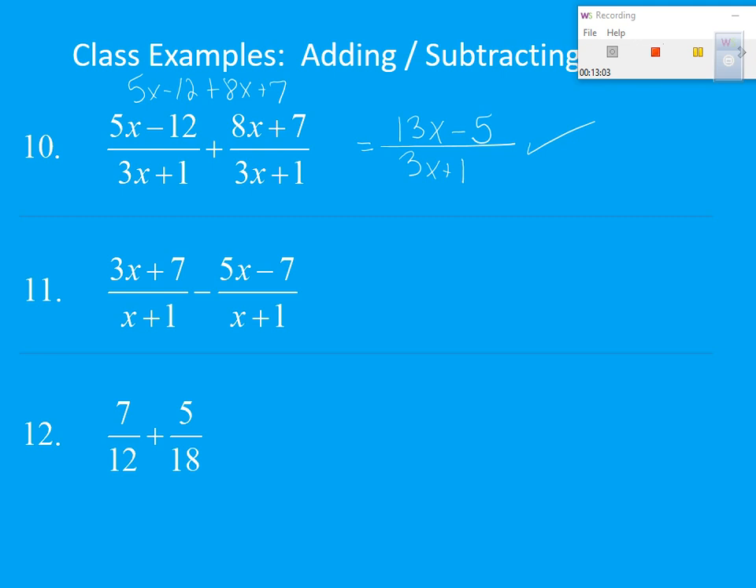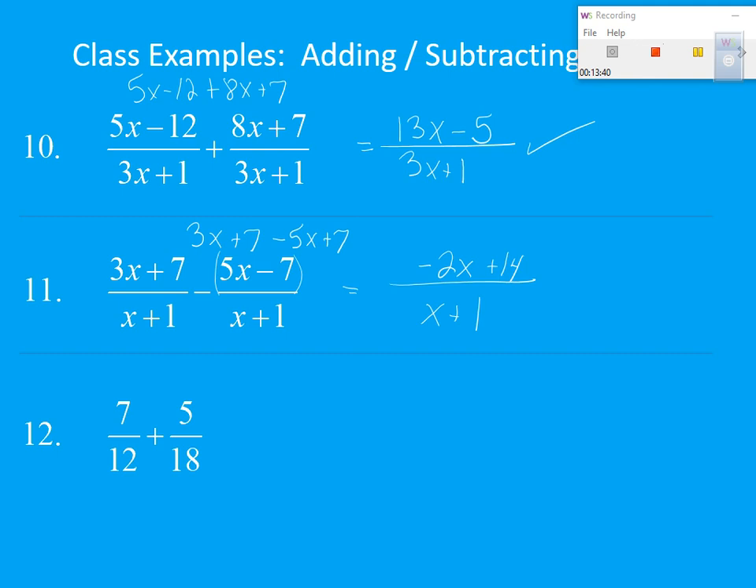Now number 11, be careful there only because of the subtraction sign. My common denominator is x plus 1. But now when you work with the numerator, I've got to think of this as 3x plus 7 minus the quantity 5x minus 7. So I've got minus 5x plus 7. Make sure you distribute that. Now if we go simplify this, looks like I've got negative 2x plus 14. Now, you could factor out a negative 2 or positive 2 here, but it won't help you, so we're not going to.